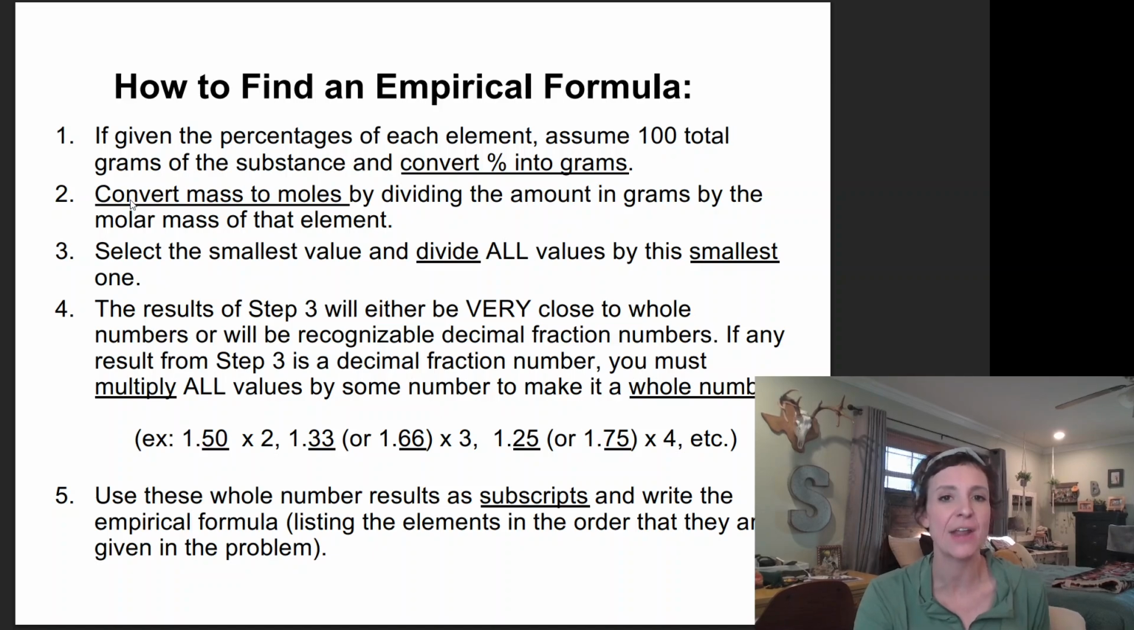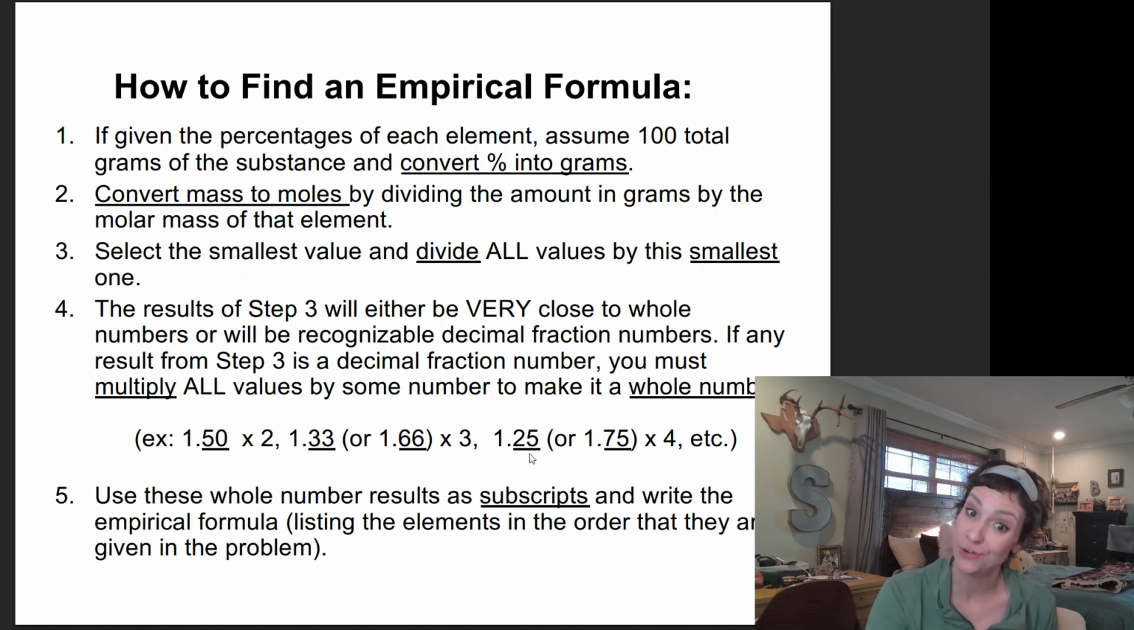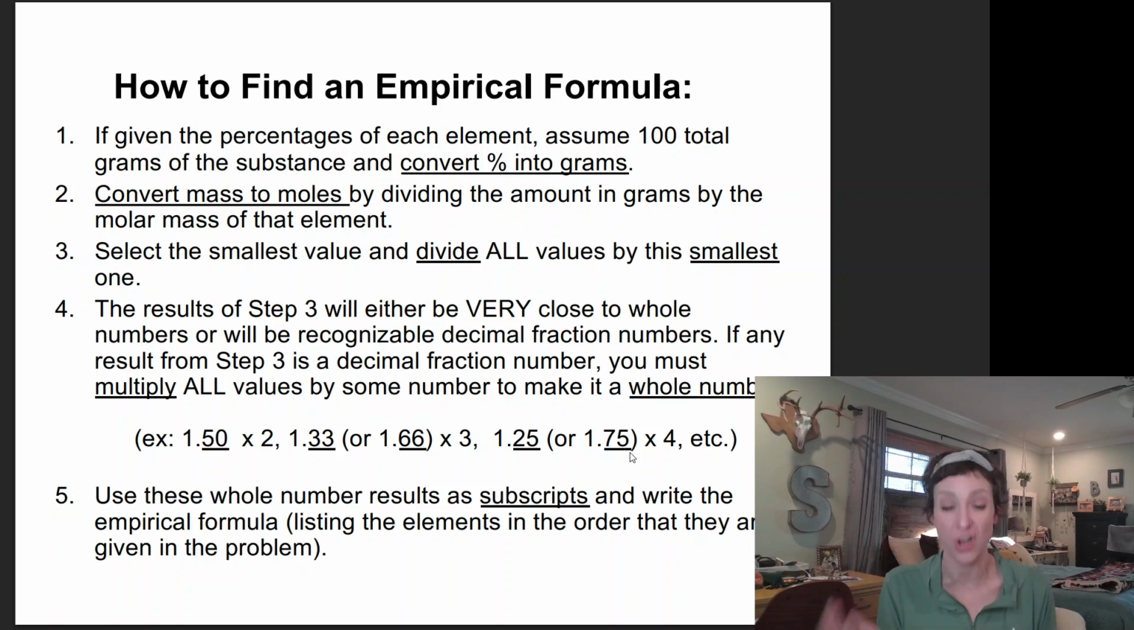But what I'm saying is that when you convert everybody to moles, or after you divide everybody by the smallest mole number, if you get something that's like a 0.5-ish, or a 0.33-ish, or a 0.66-ish, or a 0.25-ish, or a 0.75-ish, that is not anywhere close to a whole number, and you cannot call it a whole number and then move on. What I've got here is something that I've got to resolve. This is like a decimal fraction situation.